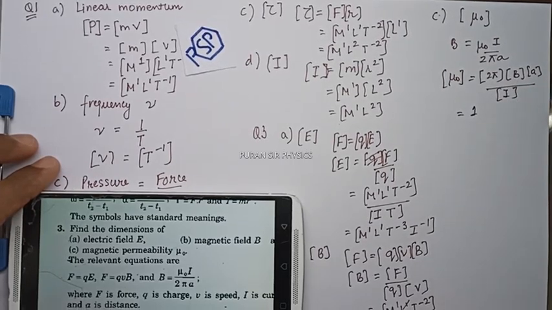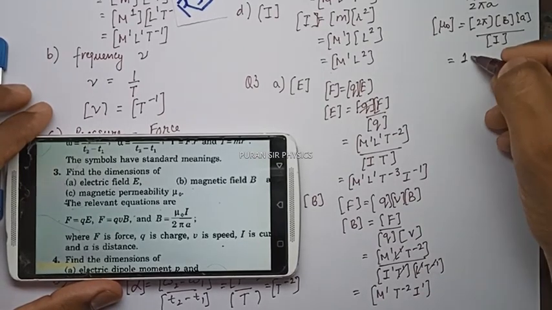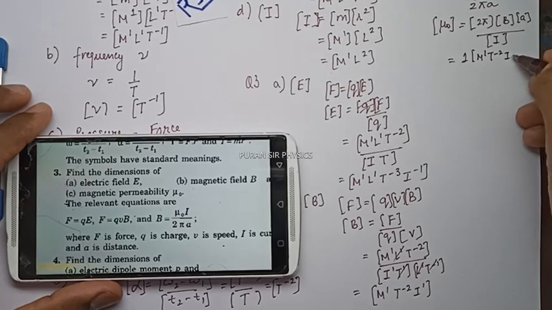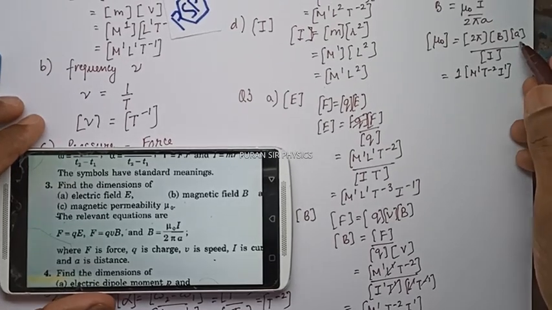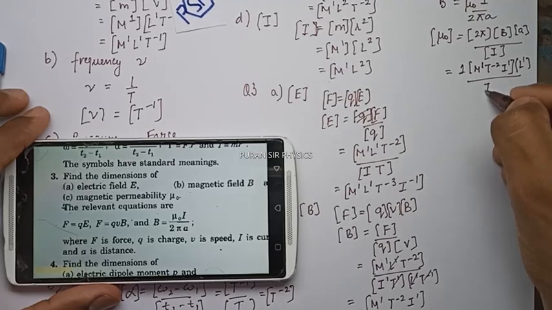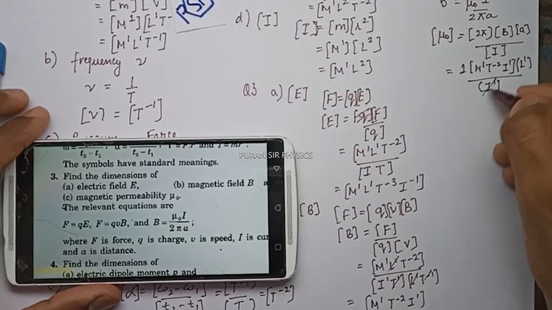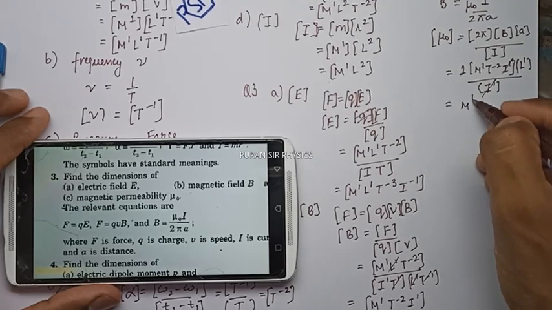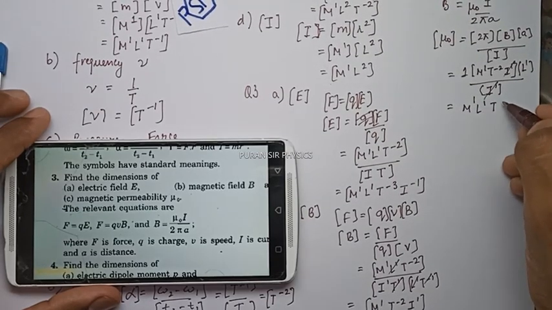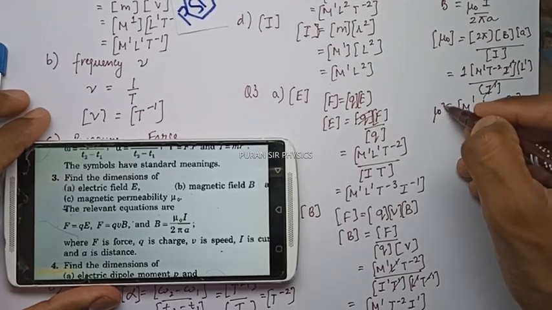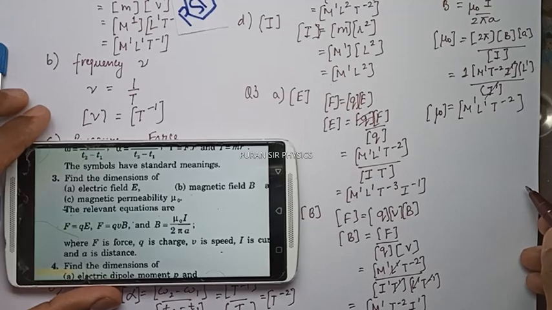The dimension of B we have also found. So B is this, M raised to power 1, T raised to power minus 2, I raised to power 1, and this A is distance, so it will be L raised to power 1, and in the denominator we have I raised to power 1. So this I will cancel out with this, so we are left with M raised to power 1, L raised to power 1, T raised to power minus 2. So this is the dimension of magnetic permeability.